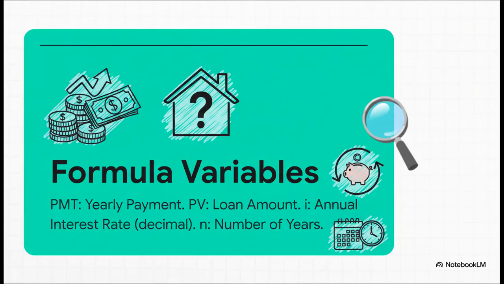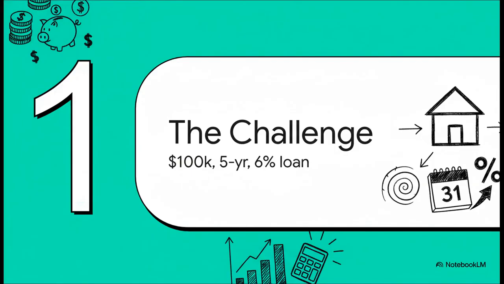First things first, let's just define our terms so we know what we're working with. PMT, that's the payment we're trying to find. Simple. PV is just a fancy term for your loan amount, the present value. I is your interest rate, but as a decimal, so 6% becomes 0.06, and N is just the number of years. See, they're just letters standing in for simple ideas. Not so bad.